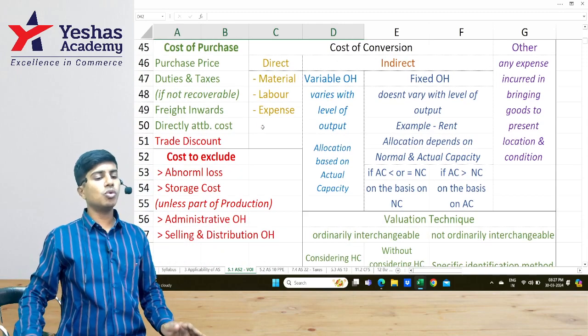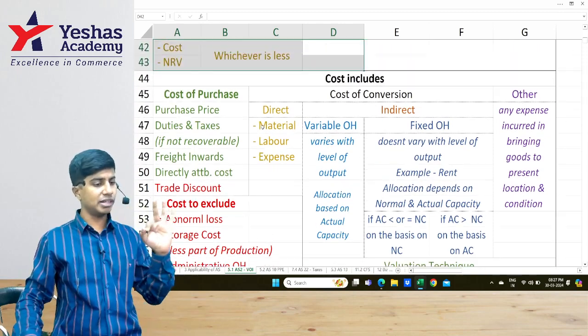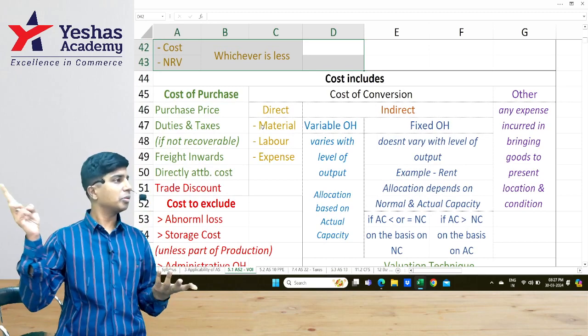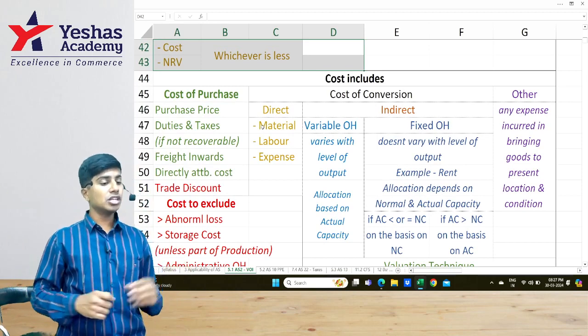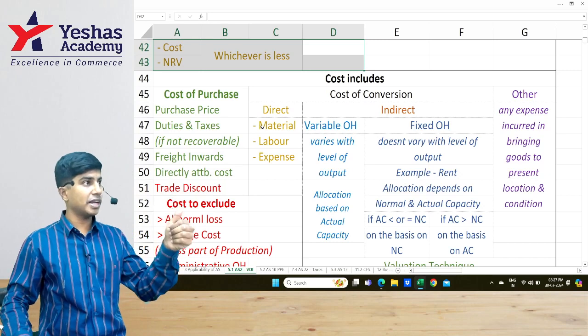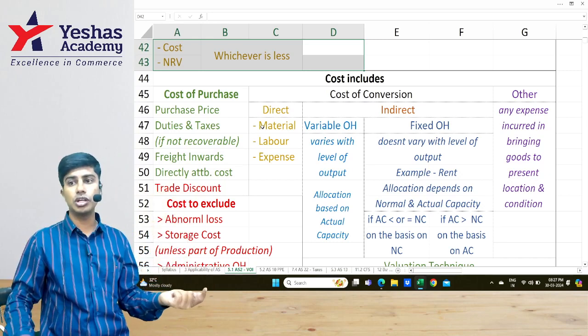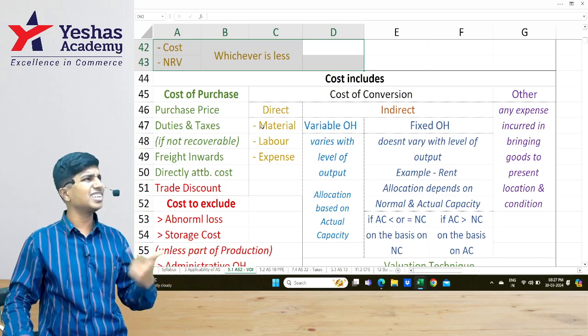Talking about cost, what does cost include? Cost includes three items. One, cost of purchase, conversion cost, and other directly attributable expense. Cost of purchase will include purchase price, duties and taxes. Duties and taxes like GST, central excise duty, custom duty, entry tax, anything that you pay.